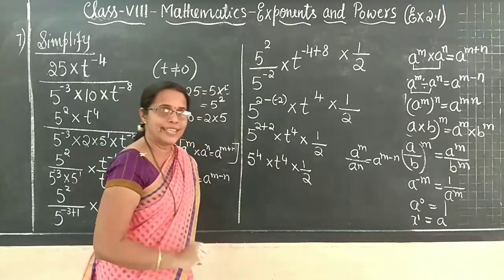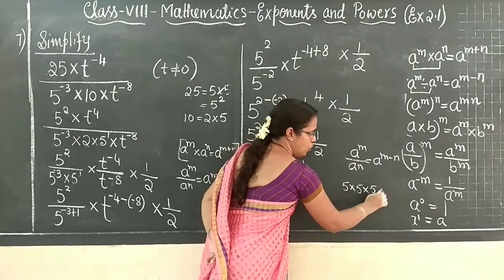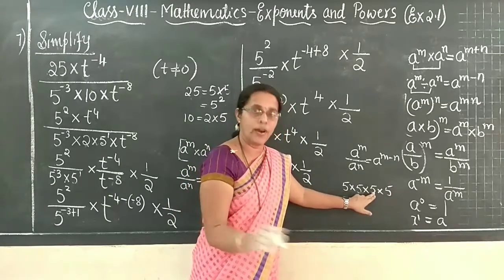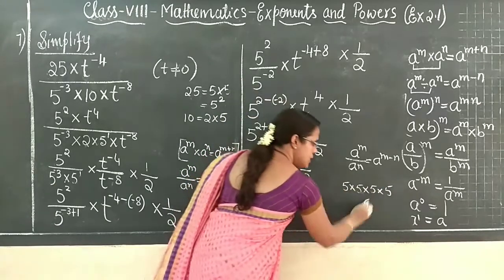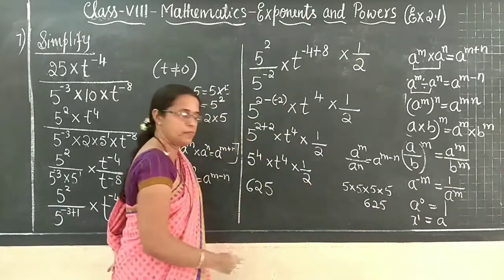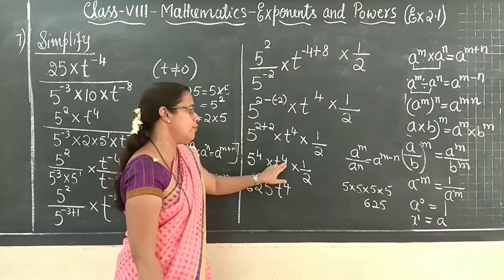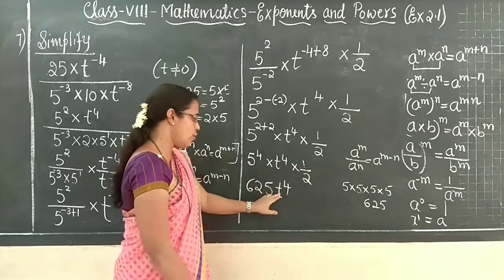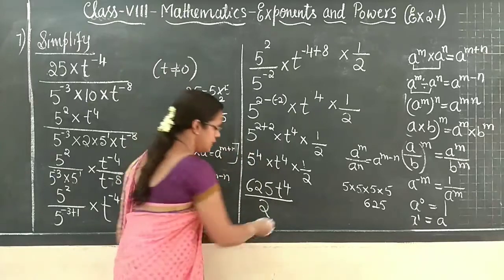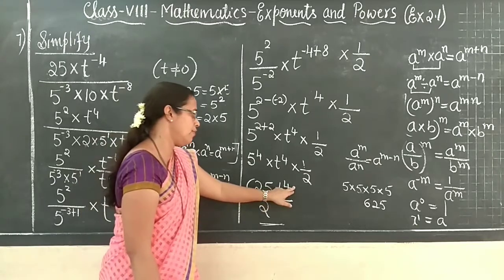It can also be written like this, children. 5 4 times means what? 5 into 5 into 5 into 5. 5 5 is 25. 25 5 is 125. 125 5 is 625. So what is the answer? 625 into t to the power 4. 625 t to the power of 4 ones. T to the power 4 by using the denominator 2, right, as it is. So this is the final answer. So 625 t to the power 4 by 2.